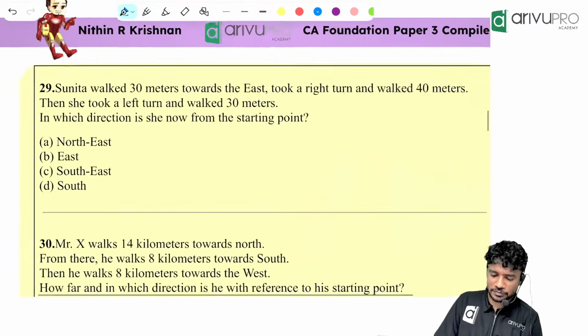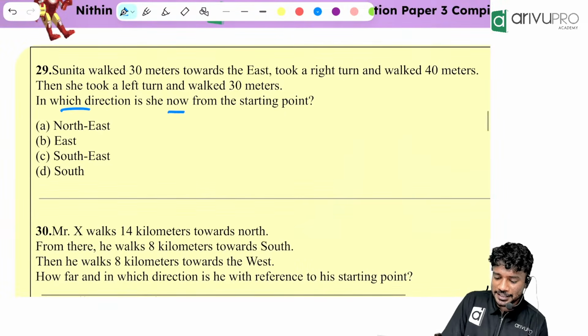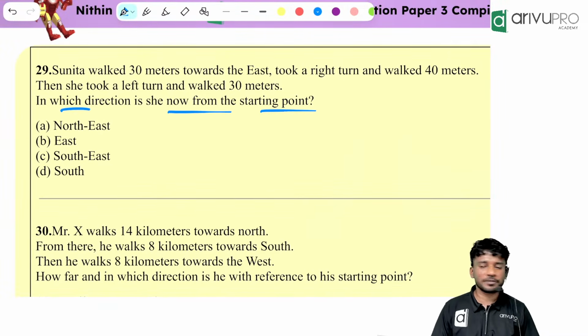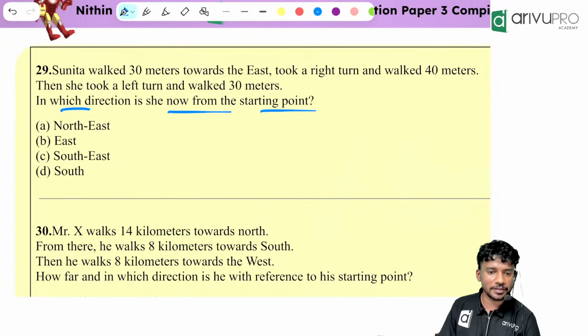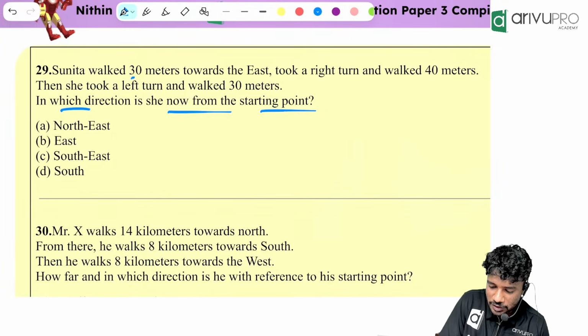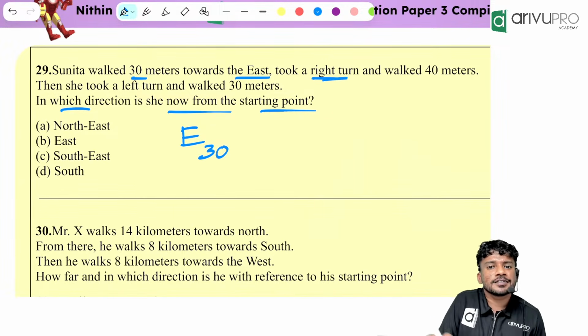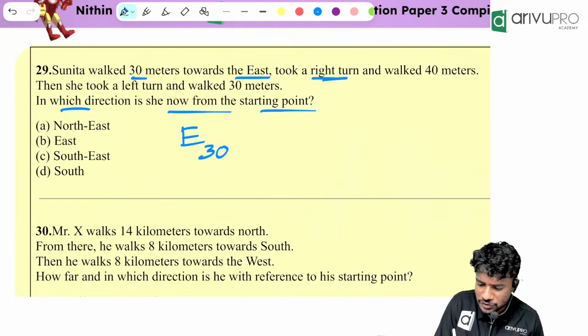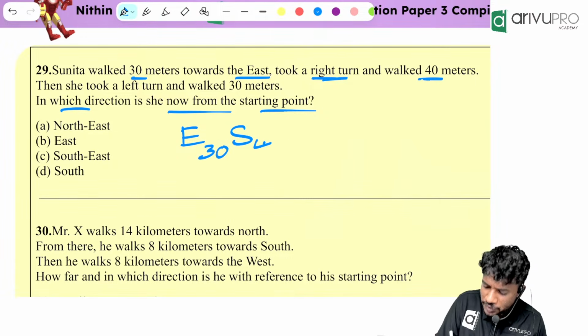Fourth, now it's 10. In which direction is he now from the starting point? Same type of question without the distance, same methodology. Sunita walks 30 meters in the east, east 30. Took a right turn. Right of east is what, people? Right of east is south. How many meter? 40 meter.